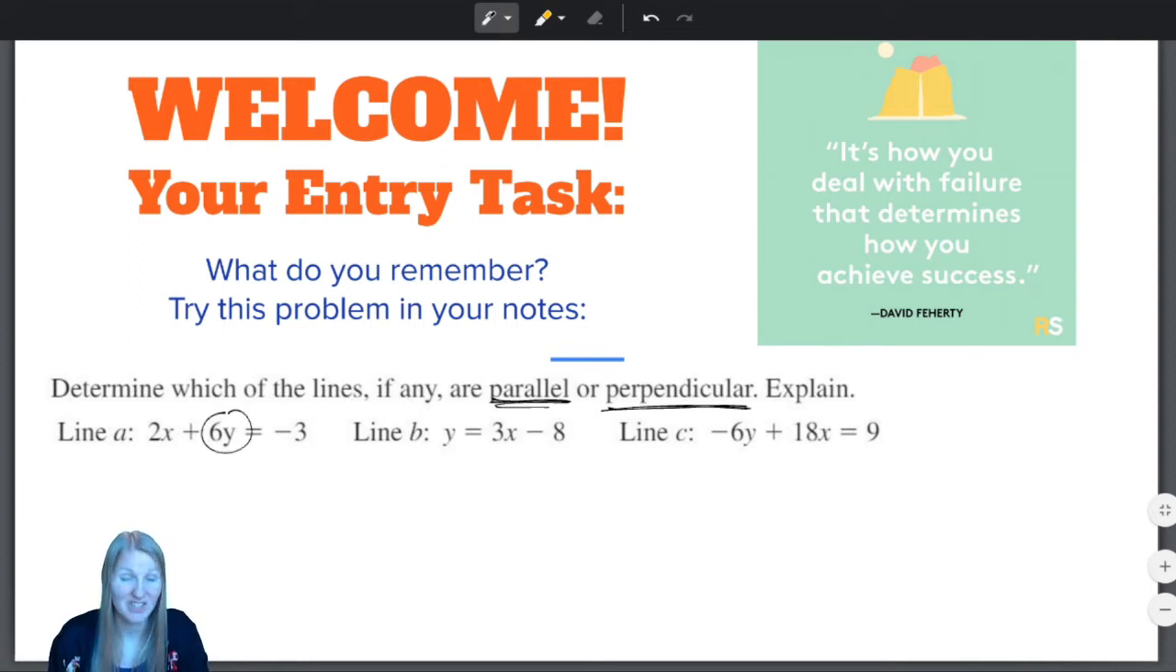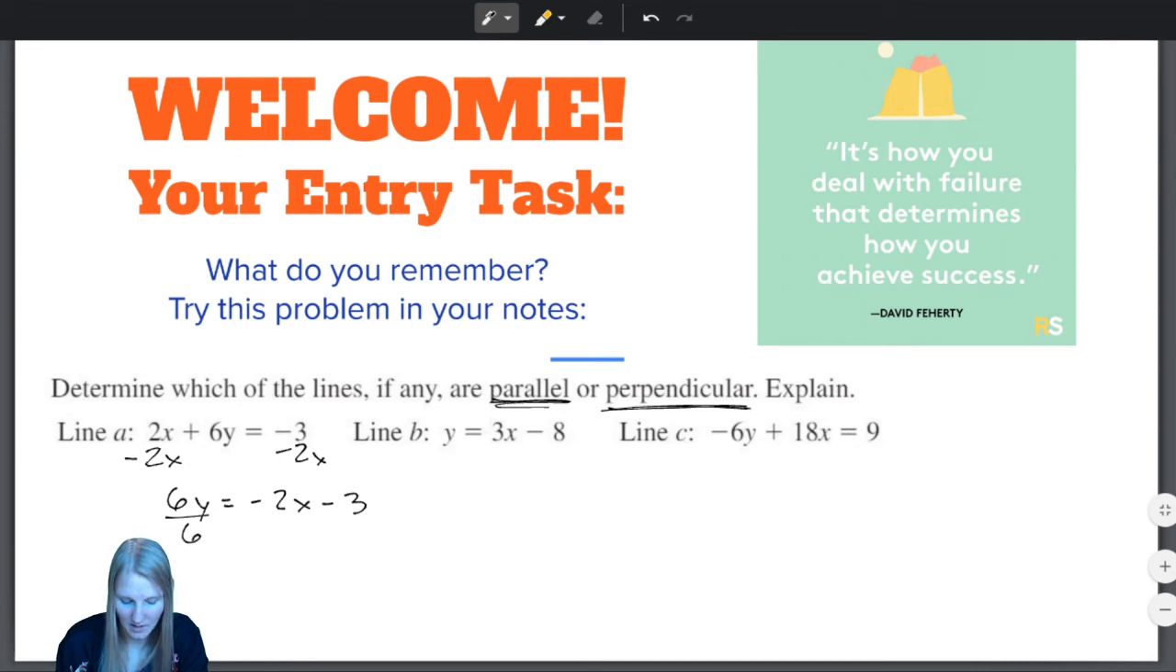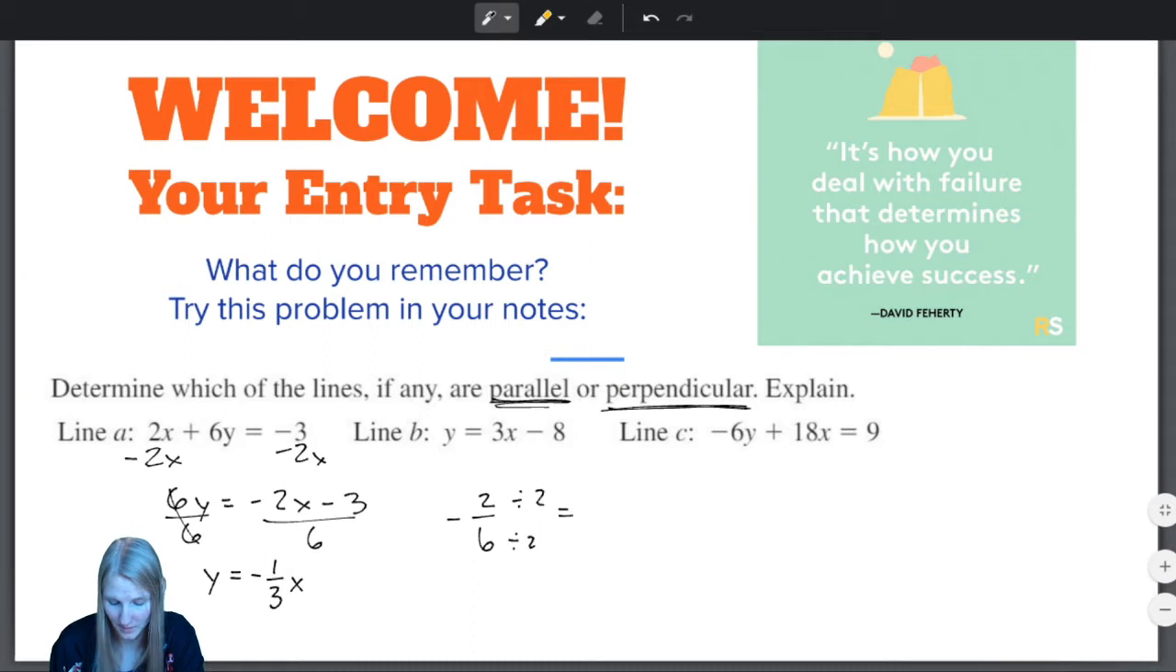So to get y by itself, I need to subtract 2x. That gives me 6y equals negative 2x minus 3. Then I need to divide by 6 on both sides. This gives me y equals negative 1/3 x, because negative 2/6, if I divide by 2 on the top and bottom, I get negative 1/3.